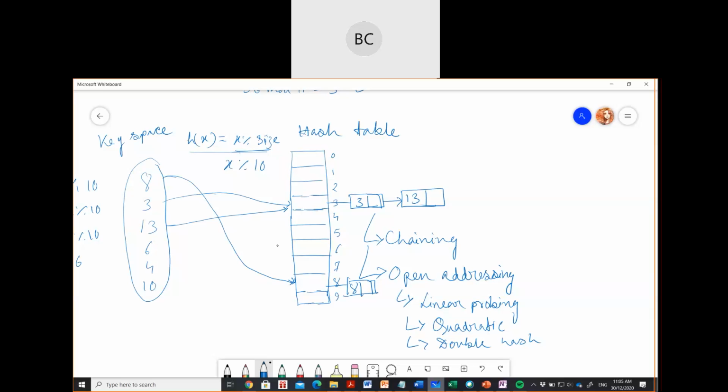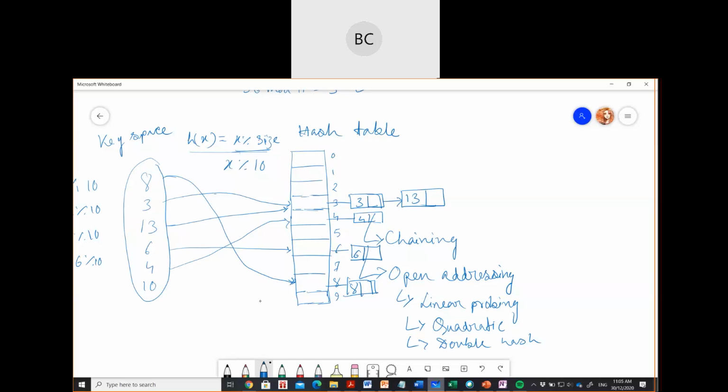Next is 6, not 10. So the value is 6 again. Instead of storing it there directly, I'll keep it in the form of a linked list, and so on. So this is your chaining process. We are not going to store in the hash table directly. Instead, we will keep it in linked list form.